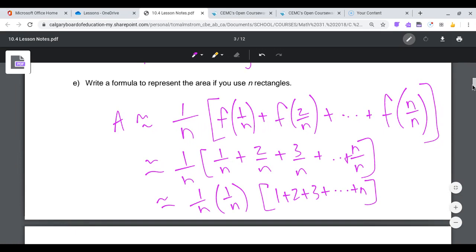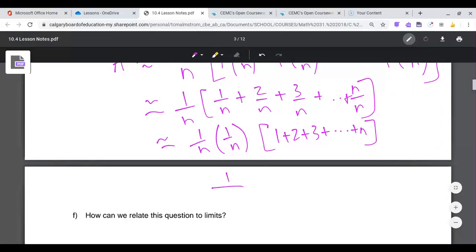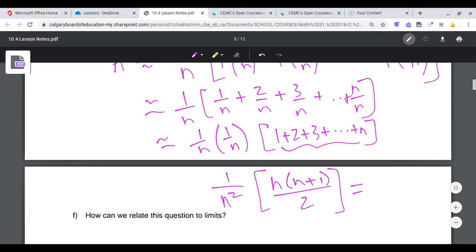And then that was equal to, I'm running out of room, this would be 1 on n squared. And then this is our formula, n times n plus 1 on 2. And if I tidy that all up, I would get n squared plus n on 2n squared. I actually think I could take an n out there: n plus 1 on 2n. So I could come up with a formula for that particular example of y equals x, sorry, for this particular function.